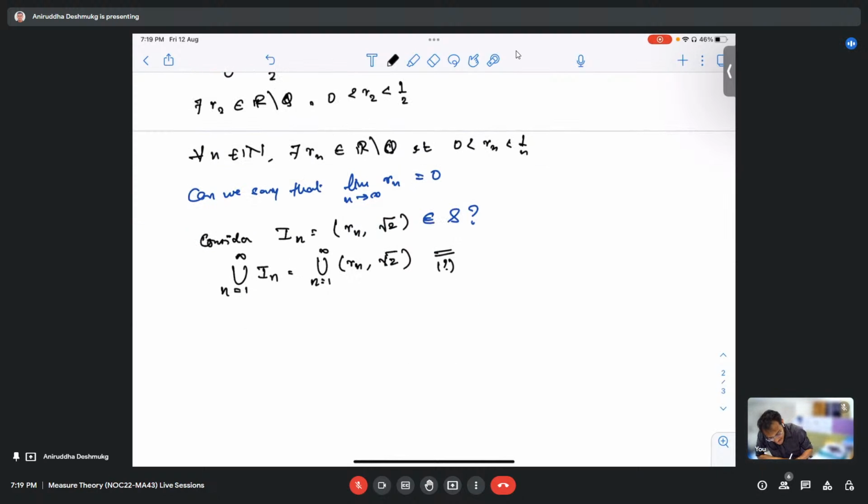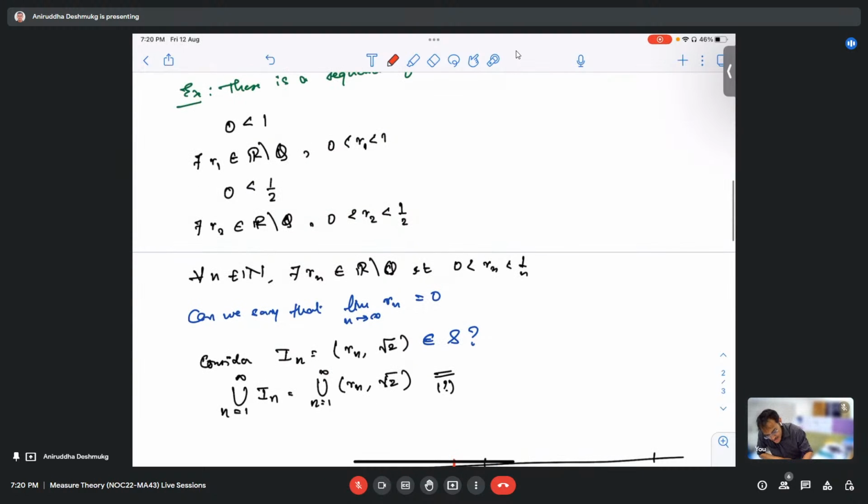So see, let us make a diagram. Somewhere here is 0, here is root 2, here is 1. My first R1 was here, between 0 and 1. My R2 may be somewhere here. Or, in fact, I can change the construction a little. So R2 I can make between 0 and R1, and similarly Rn I can make between 0 and Rn minus 1. Okay, let us keep that original construction.